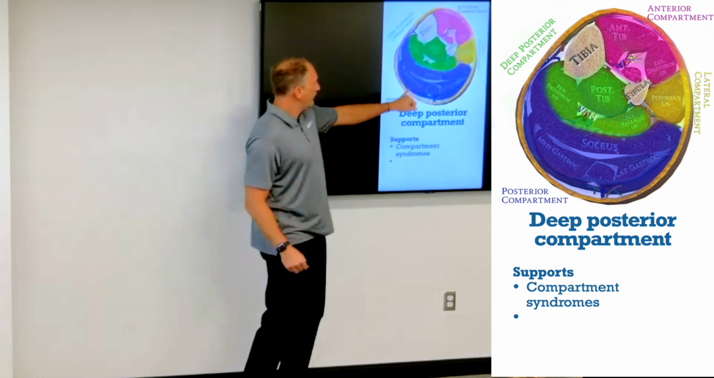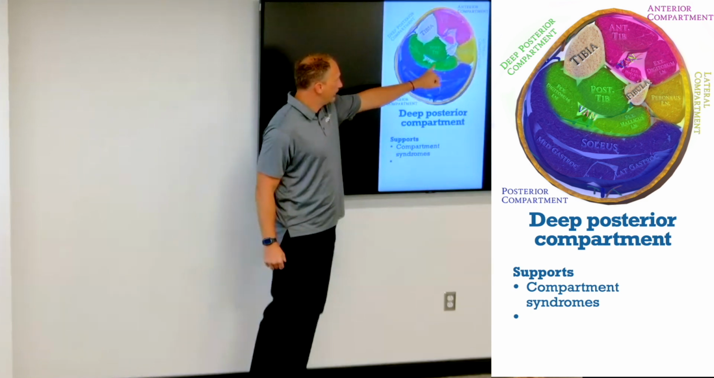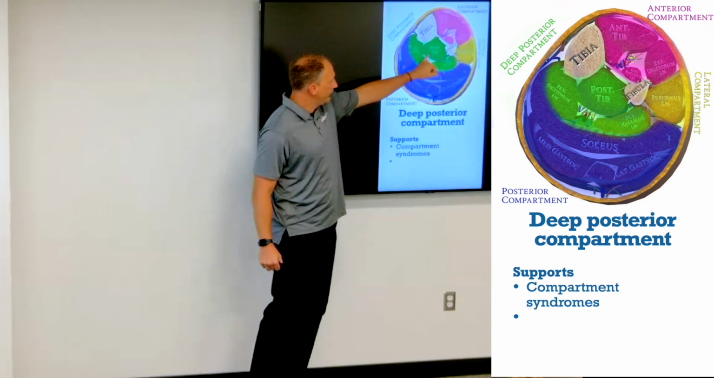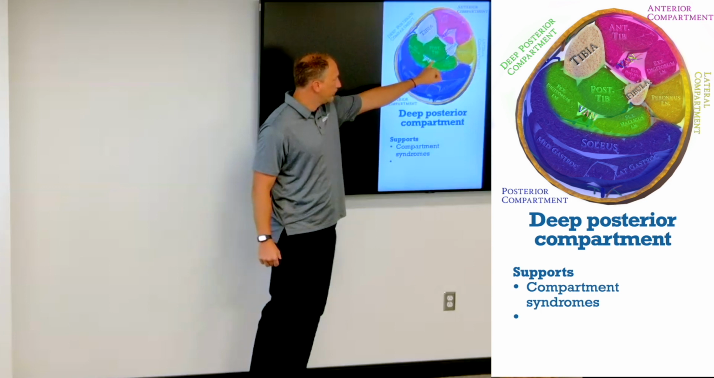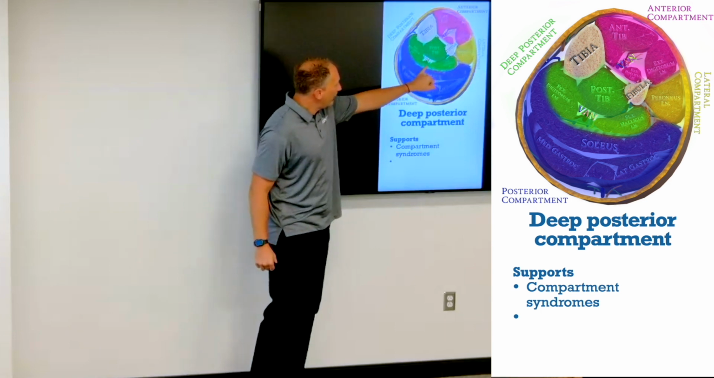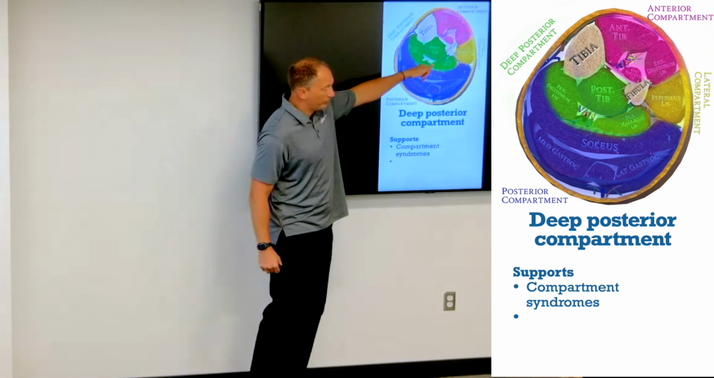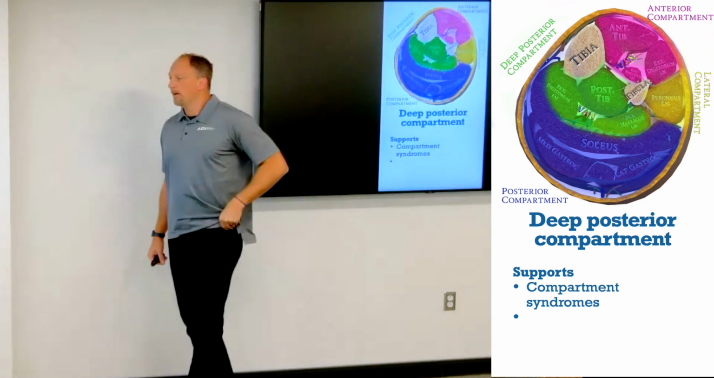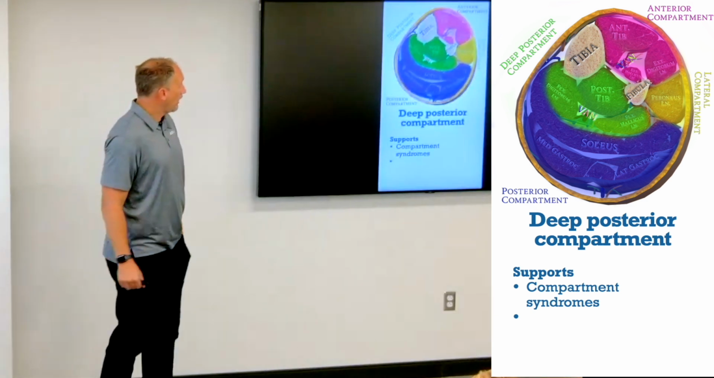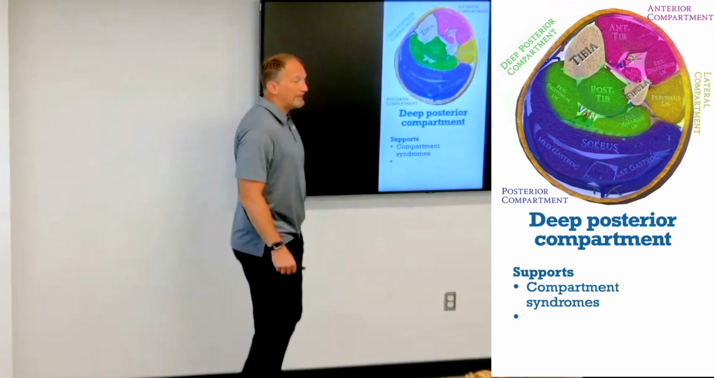The reason we're concerned about compartment syndromes, the vascular, the venous, the arterial, and the nervous bundle all sits kind of right in between those three and just in front of the soleus. It's a hard area to access, but we actually can get in there.